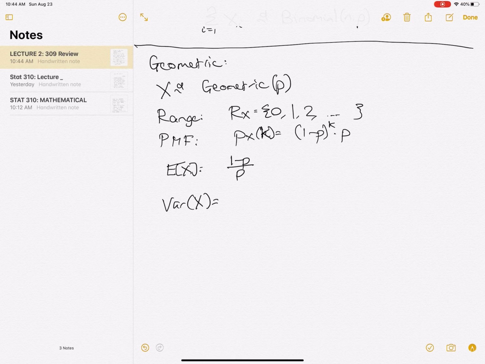And the variance is a calculation you can do, but you can see that if p is 1, your variance is 0. And the smaller and smaller p gets, the larger the variance.